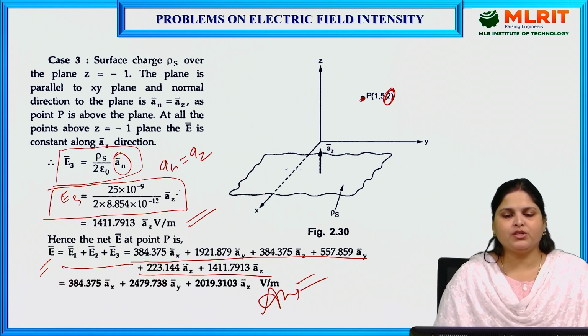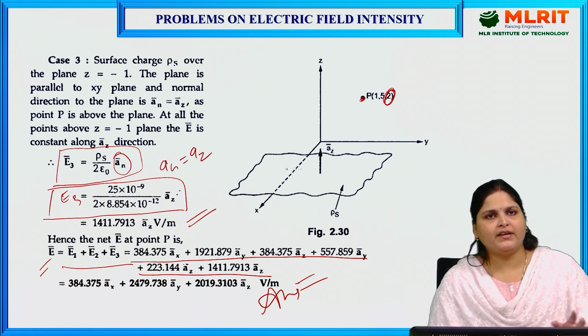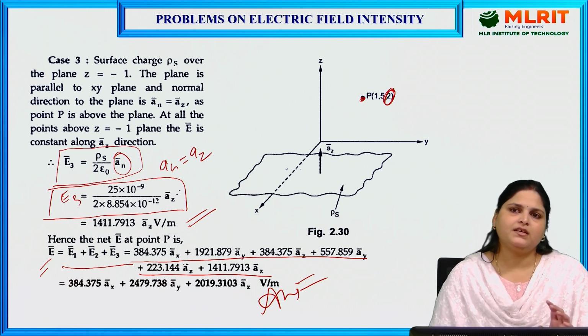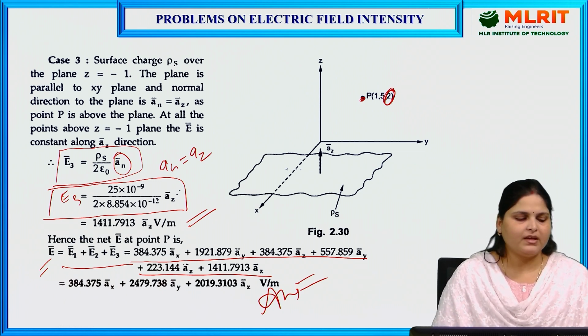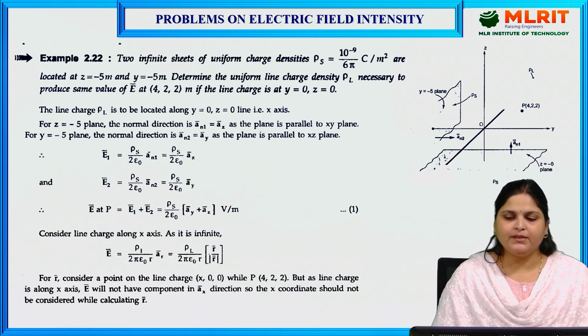So in this question, if you see, we have considered point charge, line charge as well as surface charge, right? I hope this is clear.